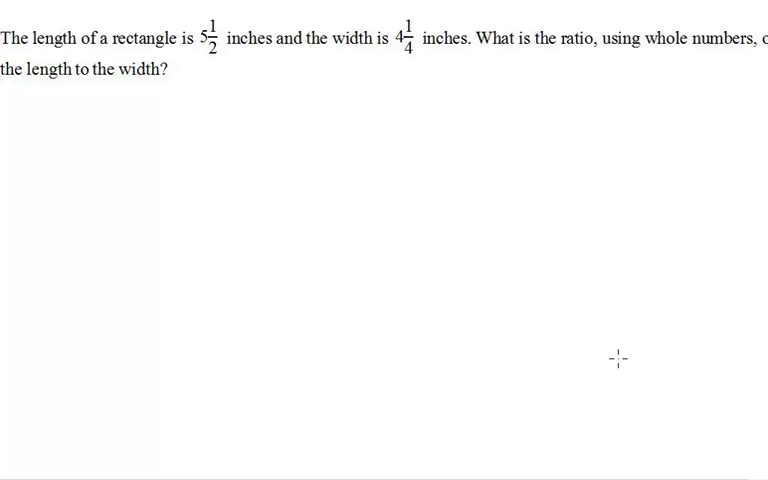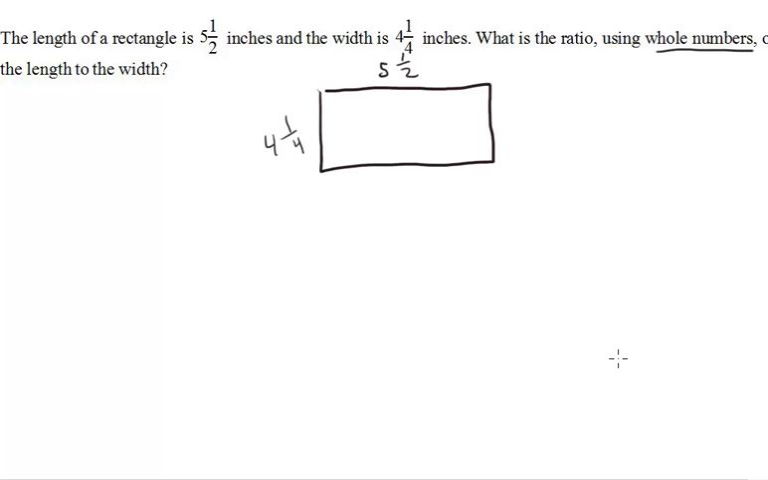Okay, this one says the length of a rectangle is 5.5 inches and the width is 4.25 inches. I don't really need to draw this, but the rectangle is whatever it is. It's 5.5 and it's 4.25. But the important part is this says what is the ratio using whole numbers of the length to the width. So the length is 5.5, 5 1/2 to 4 1/4. So we want to make these whole numbers.